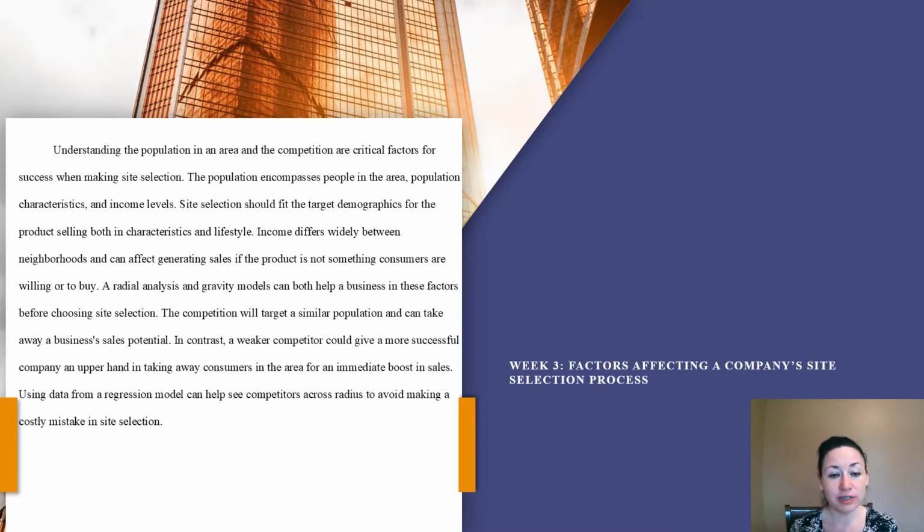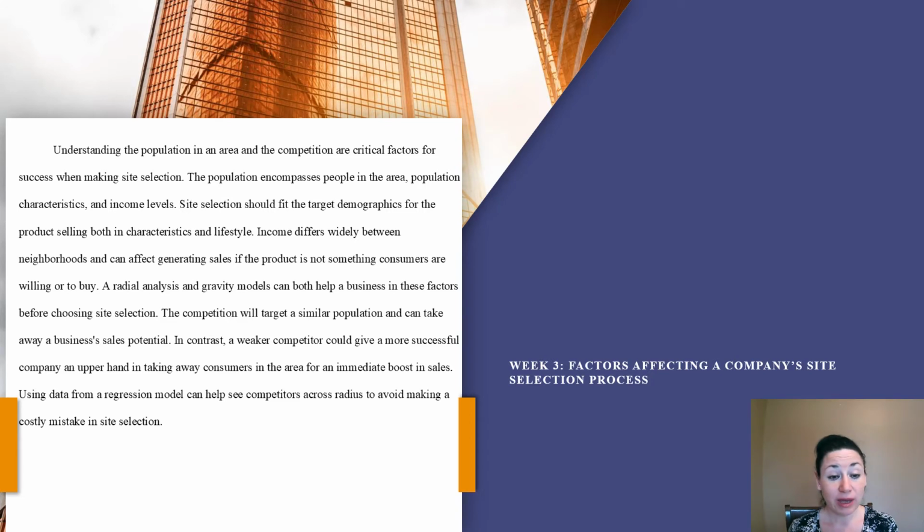Understand the population in the area and competition are critical factors for success while making site selection, which there are different software you can use to help with that if interested. The population encompasses people in the area, population characteristics, and income levels. Site selection should fit the target demographics for the product selling, both in characteristics and lifestyle. Income differs widely between neighborhoods and can affect generating sales. The product is not something consumers are willing to buy.